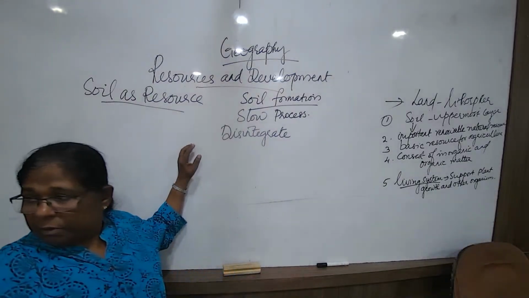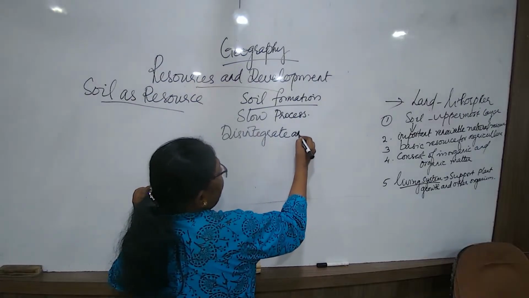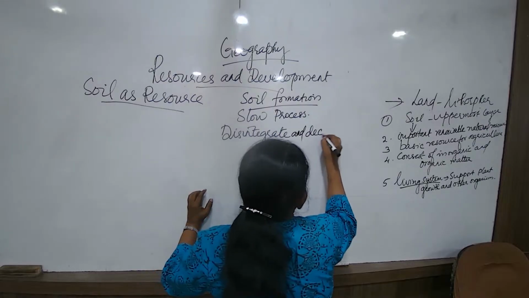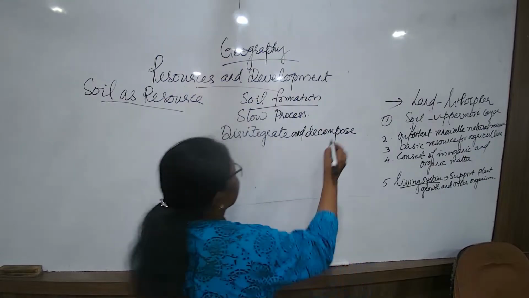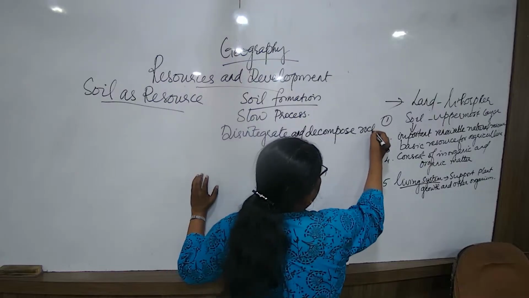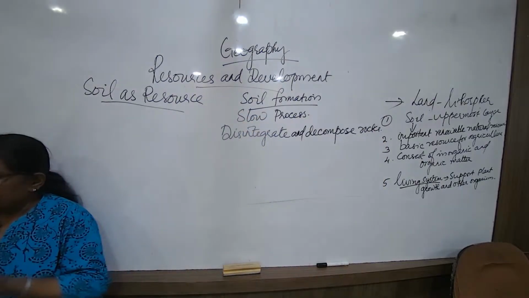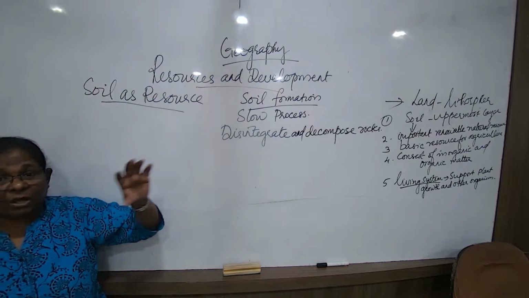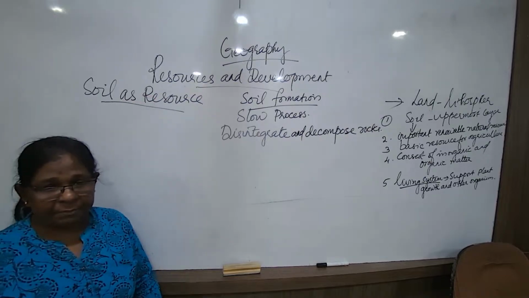So disintegrate and decompose the soil. So how this soil is formed as a result of the disintegration and the decomposition of the rocks. Let us see how this is happening.